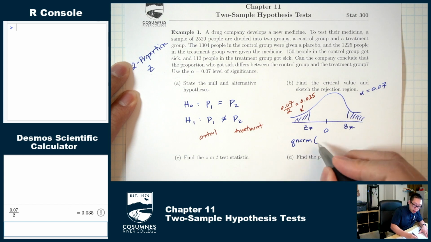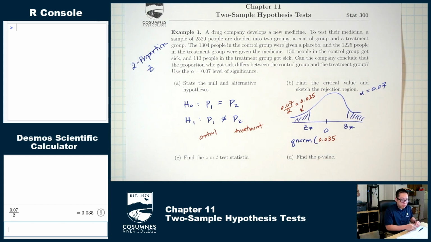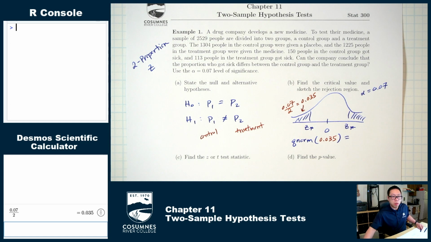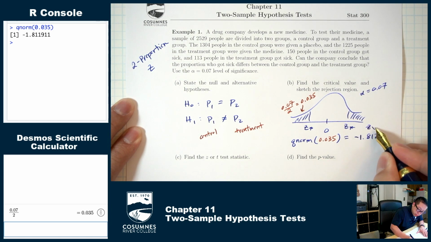Okay, that's the left area that I'm going to feed R. So we're going to Q norm 0.035. Negative 1.812. Okay, that's a Z star.